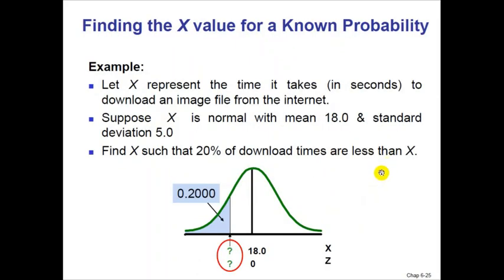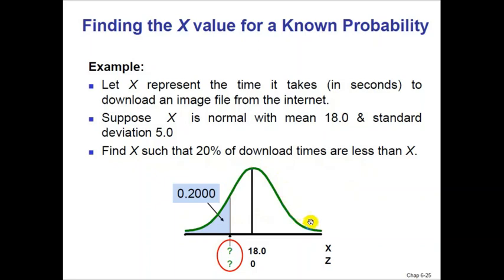So let's look at the example. Let x represent the time taken in seconds to download an image file from the internet. Suppose x is normal with mean 18 and standard deviation 5. So find x such that 20% of the download times are less than x. If you don't understand, you try to sketch it.